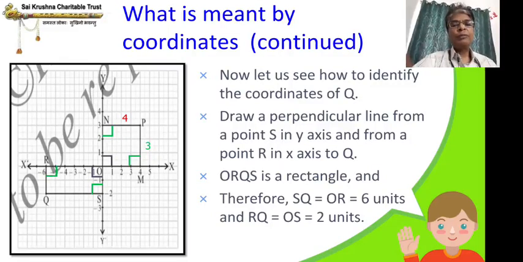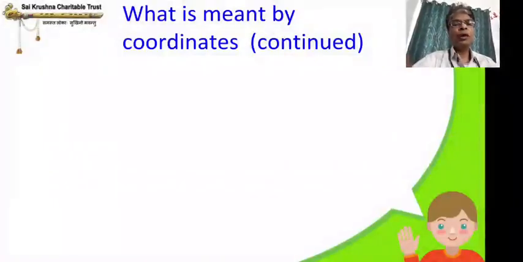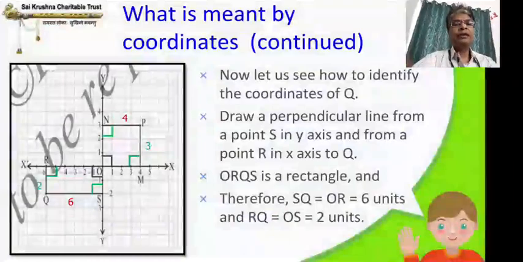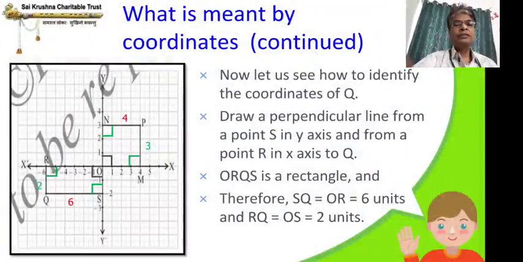Now you will be able to understand opposite sides. Each pair of opposite sides are equal. That is OR is equal to SQ. So OR is 6 units, so SQ also 6 units. Similarly OS is 2 units. Therefore RQ is also equal to 2 units because opposite sides are equal in a rectangle. So now the coordinates of Q are, okay, sorry. Now you can just pause the video and understand how it is made, then go to the next page. We'll go to the next page.